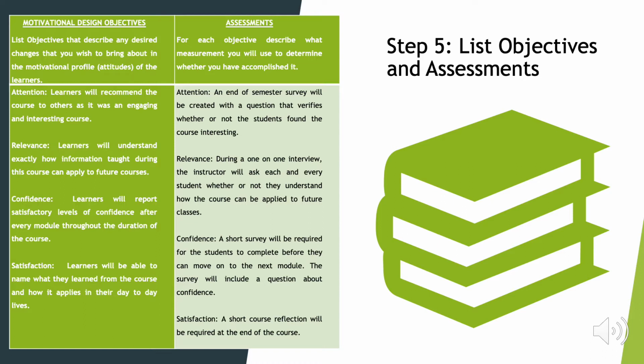And so the way I'm going to assess those, for example, is that I'll give them an end of semester survey to see whether they like the course or not, whether it was engaging and interesting enough. And then I plan to do one-on-one interviews and ask some questions about relevance during those interviews. So those are 2 examples of some of the objectives and assessments, the way I plan on assessing the students. And I didn't really go over the ARCS model, but ARCS stands for Attention, Relevance, Confidence, and Satisfaction.